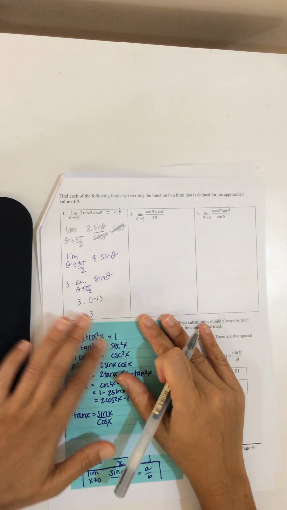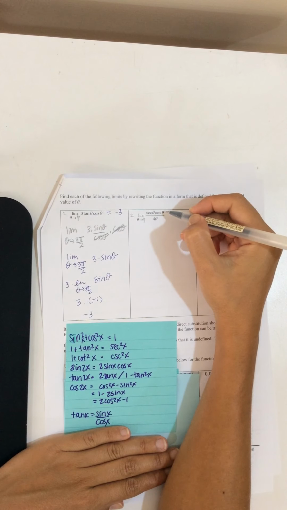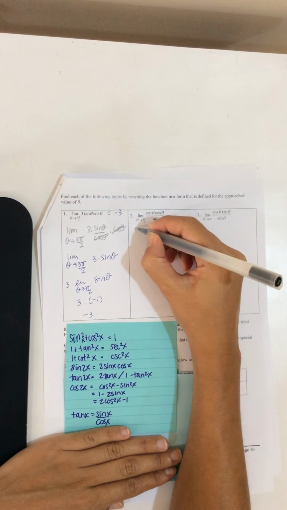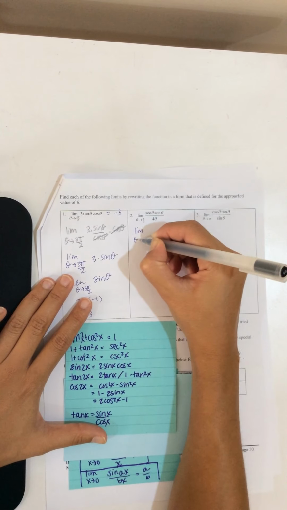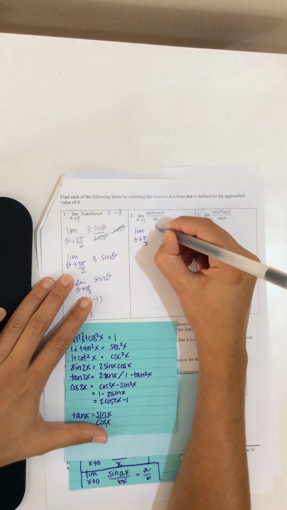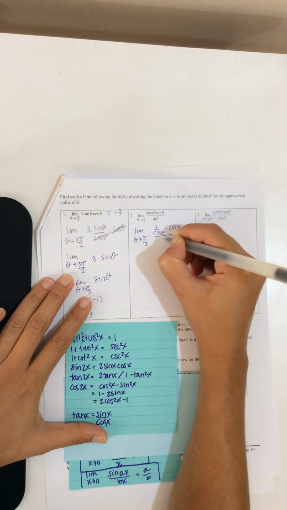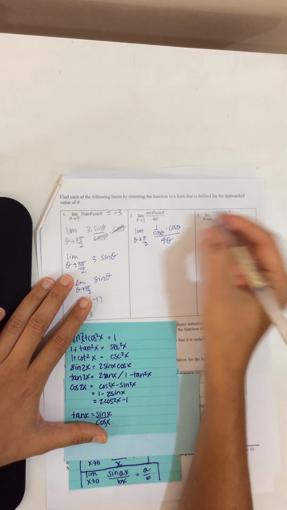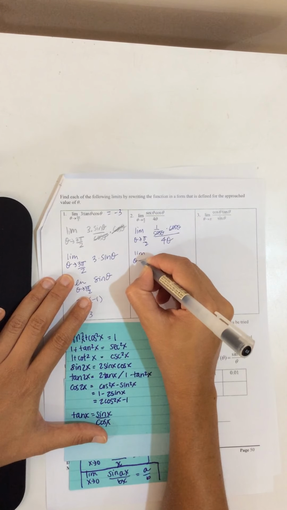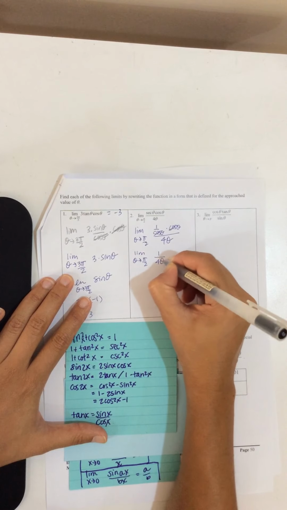All right, let's try this one. The limit as theta approaches pi over 2 of secant theta times cosine theta over 4 theta. Hopefully what's jumping out at you is that you can rewrite secant theta as 1 over cosine theta. So let's rewrite that as 1 over cosine theta times cosine theta, all over 4 theta. Right away I can see I'm going to cancel those out. So I'm really just finding the limit as theta approaches pi over 2 of 1 over 4 theta.